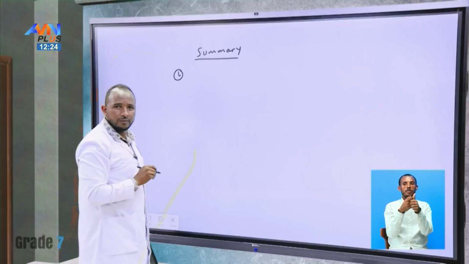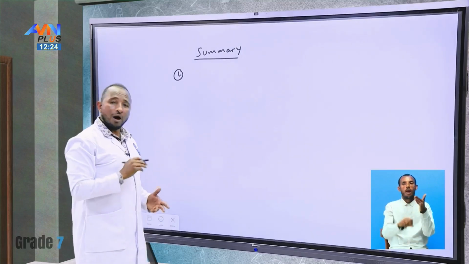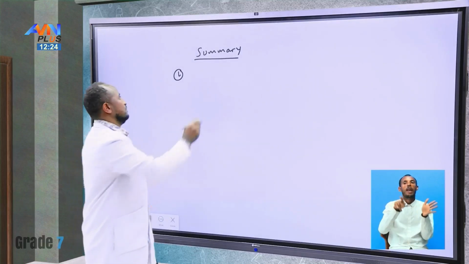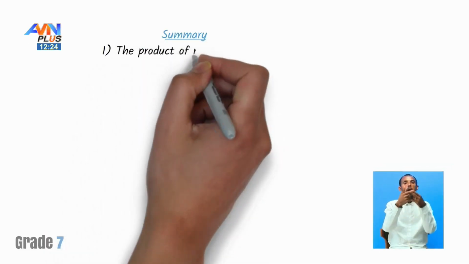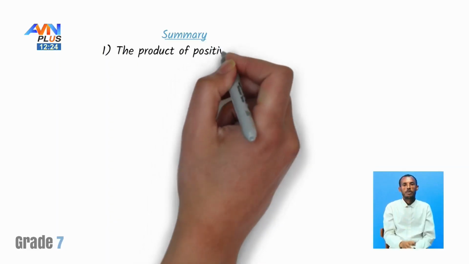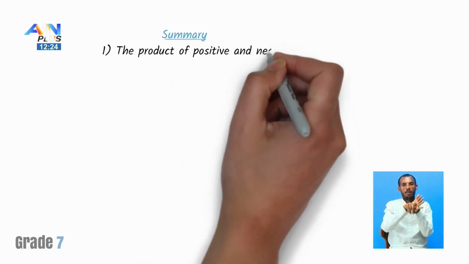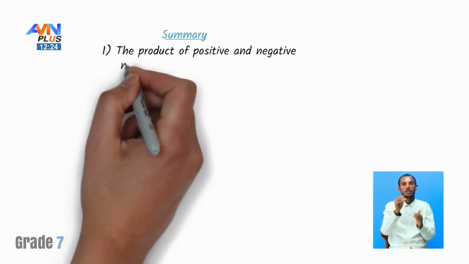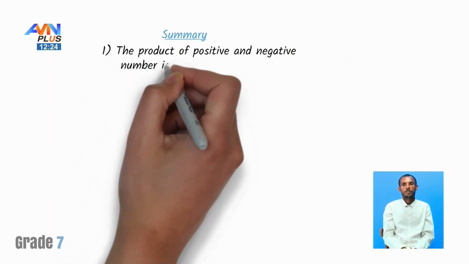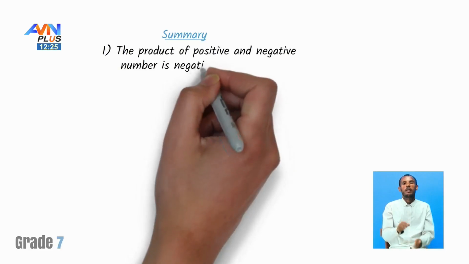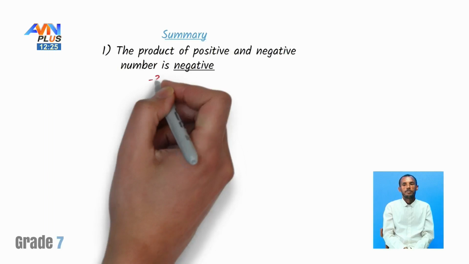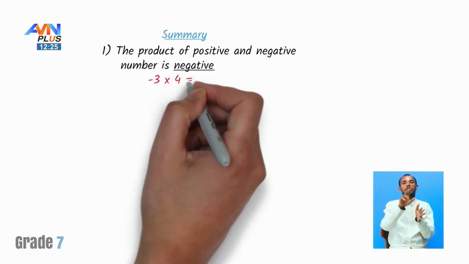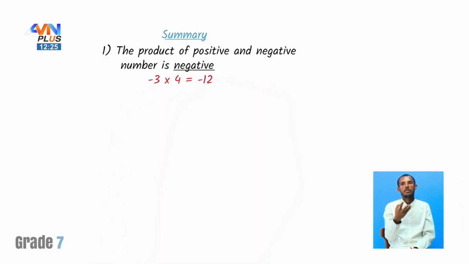1. The product of a positive and a negative number, or integer, is negative. If you ask it like this, the sign of the product is negative, and you multiply the numbers.